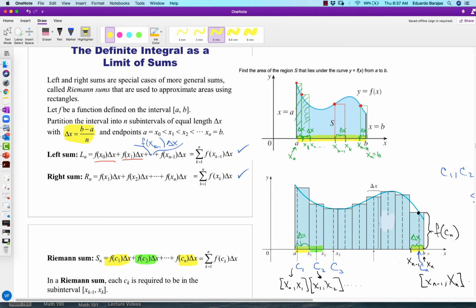Okay, so to write down the pattern, let's think about one that's sort of randomly in the middle. As we keep going through this process, eventually we'll indicate that there's some value somewhere in the middle. We'll call that the x sub ith value. And the one that came right before it then would be the x sub i minus 1 value. So this is just a random rectangle somewhere in the middle of this process. It still has the same width of delta x.